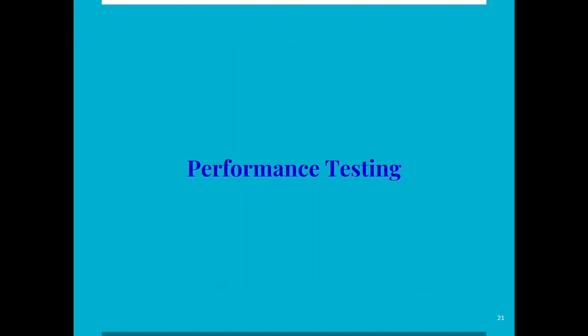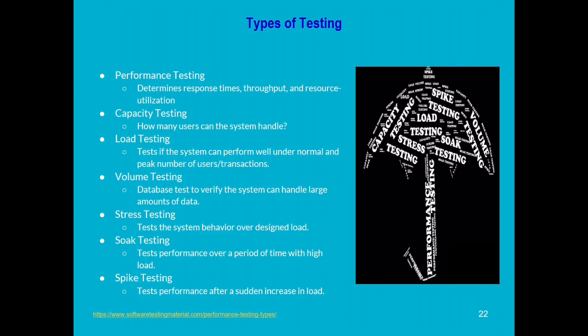Performance testing. Types of testing. We have performance testing, which determines response times, throughput, and resource utilization. Capacity testing: how many users can the system handle? Load testing: tests if the system can perform well under normal and peak numbers of users and transactions. Volume testing: database tests to verify the system can handle large amounts of data. Stress testing: tests the system behavior over the designed load. Soak testing: tests performance over a period of time with high load. And spike testing: tests performance after a sudden increase in load.